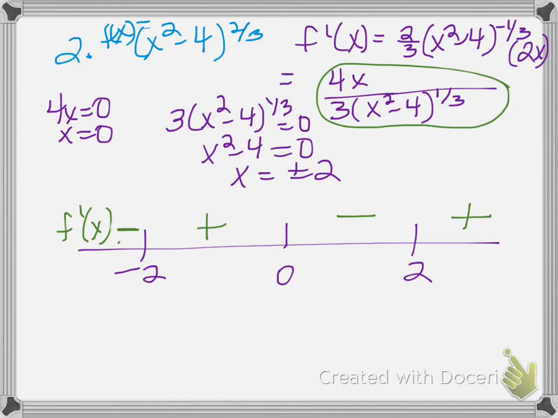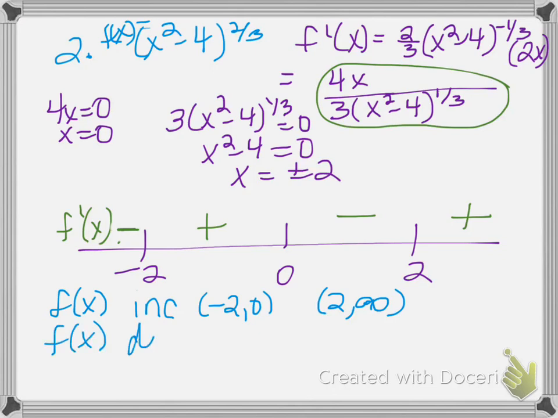Alright, so looking at this sign chart here, here's what I know. I know that f of x is increasing from negative 2 to 0 and 2 to, I mean 2 to infinity, because that's where f prime of x is positive. I know that f of x is decreasing from negative infinity to negative 2 and also 0 to 2 because the sign chart shows me negative right there.